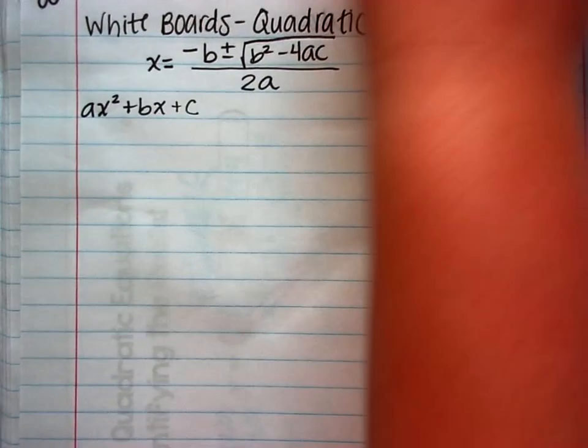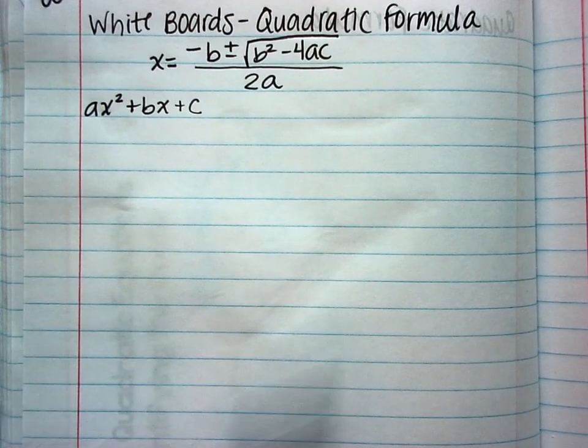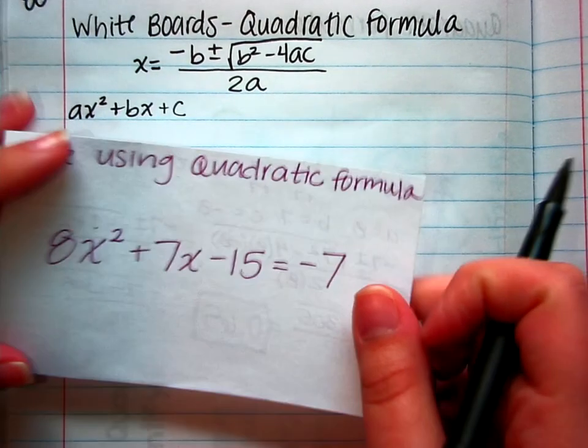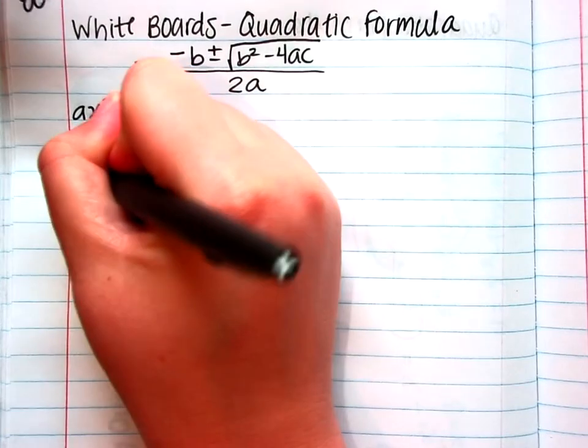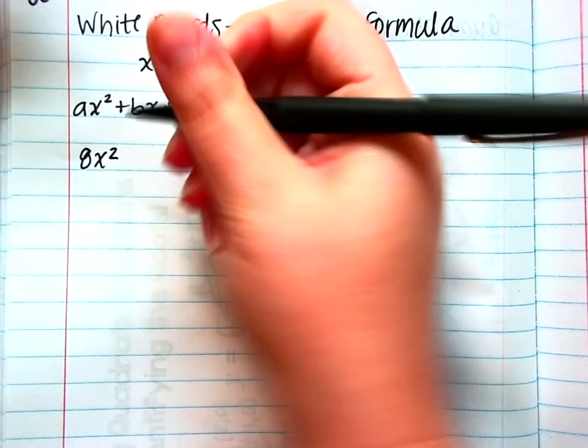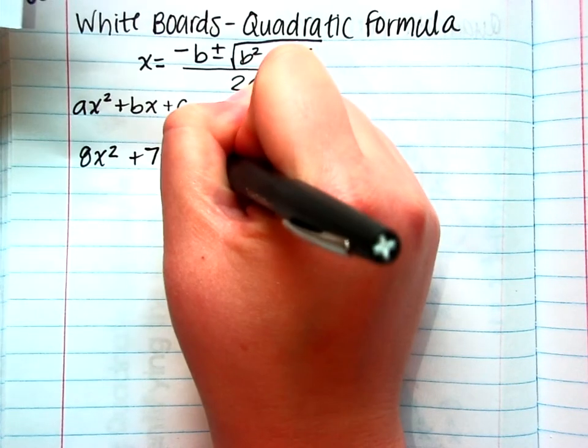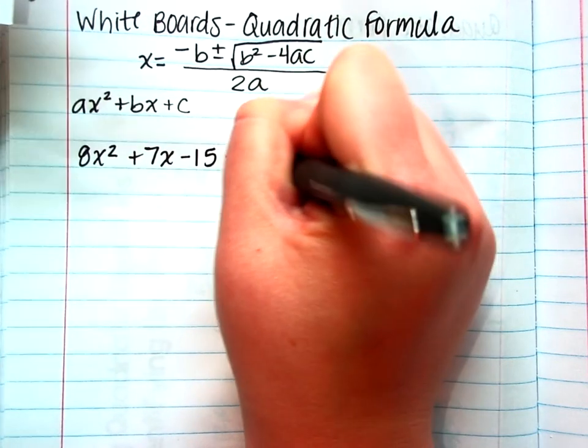Alrighty, third problem. This is the one I will be working out with you. You need to see it written out. So we have 8x squared plus 7x minus 15 equals -7.